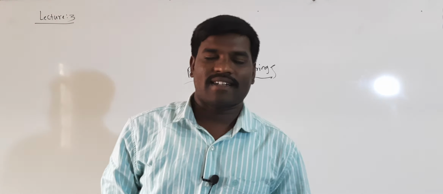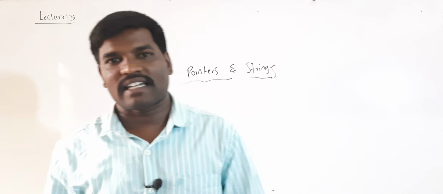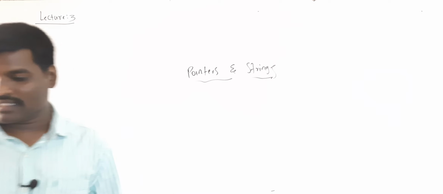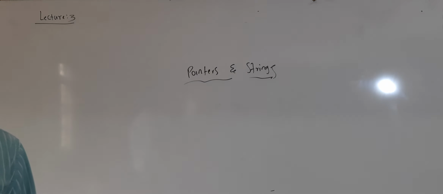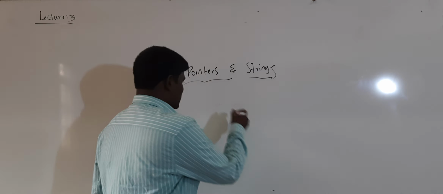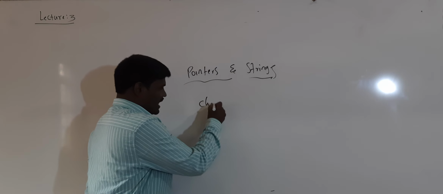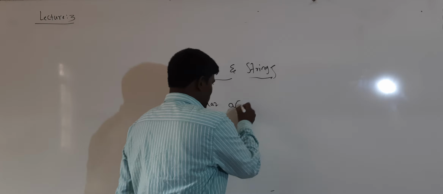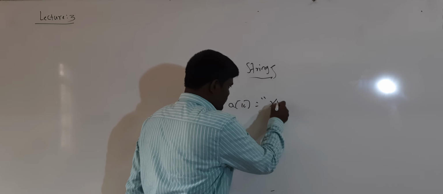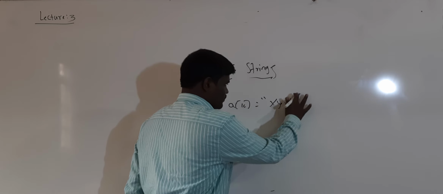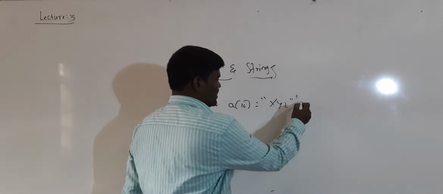So we already know that a string is a collection of characters enclosed within double quotes. For example, char a of 10 is equal to x, y, z.